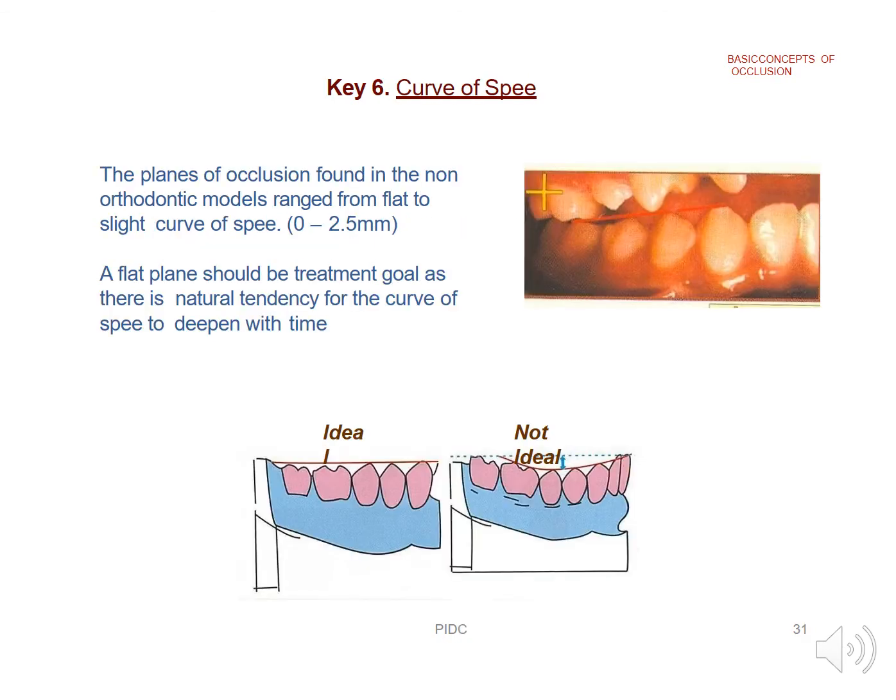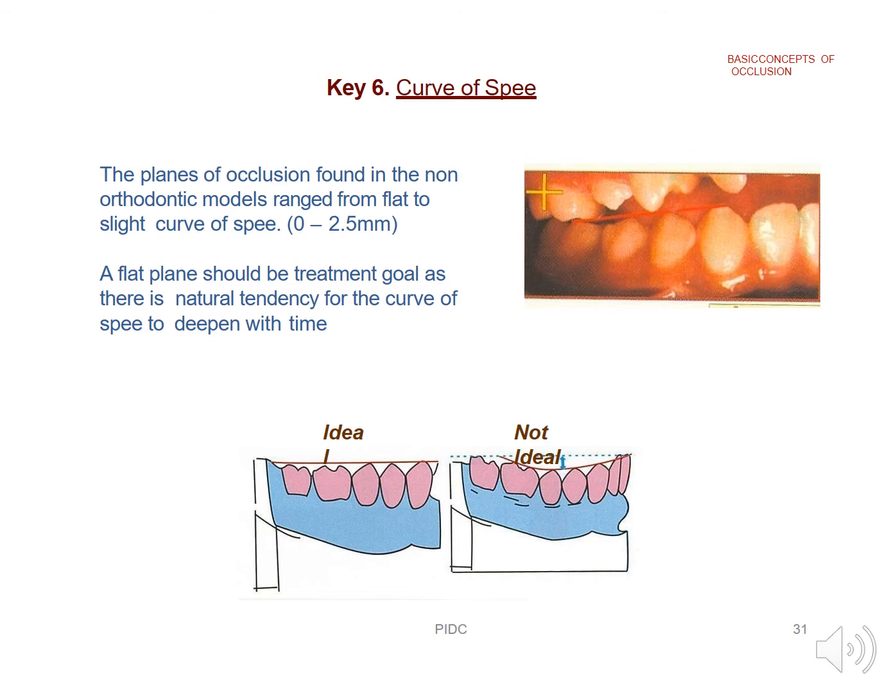Key number 6, curve of Spee. The plane of occlusion found in non-orthodontic models ranges from flat to slightly curved. A flat plane should be the treatment goal, as there is a natural tendency for the curve of Spee to deepen with time.